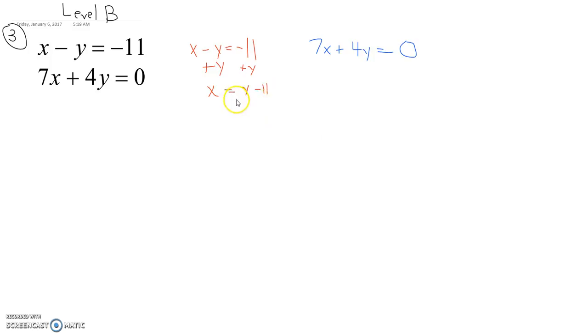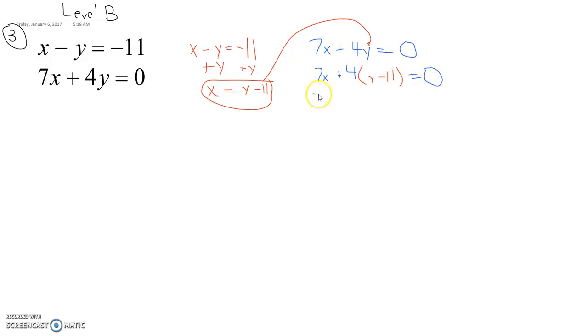And now at this point, we've taken this level B equation and transformed it into a level A system of equations. So all I'm going to do right here is take y minus 11 and substitute it in right there. And then I'll proceed with this just like normal. 7x plus 4, and then I'll substitute in y minus 11 is equal to 0.